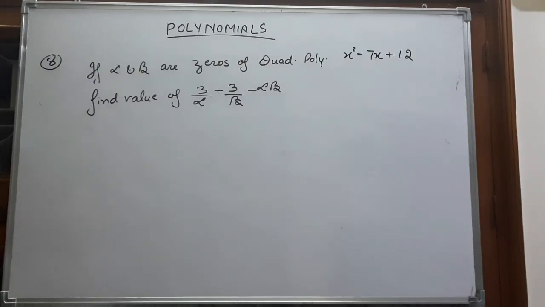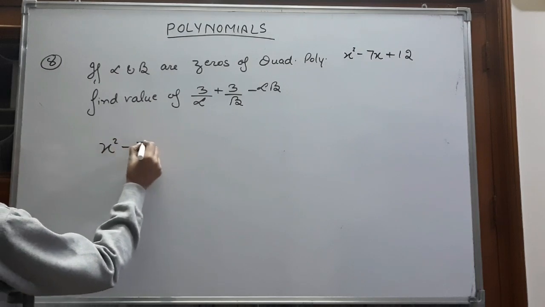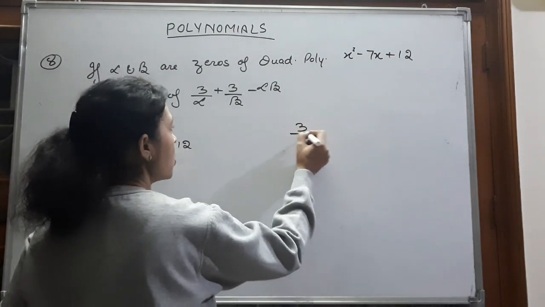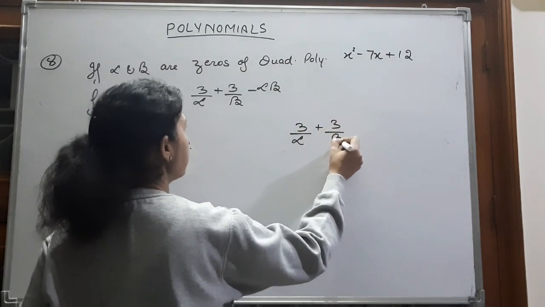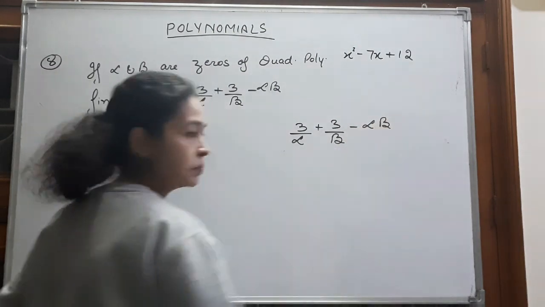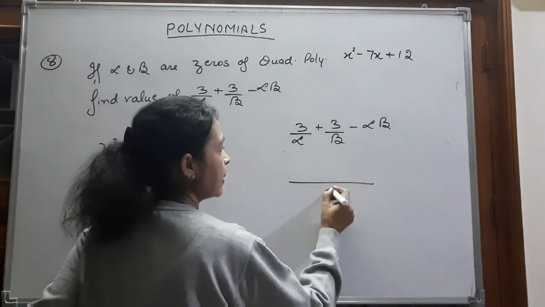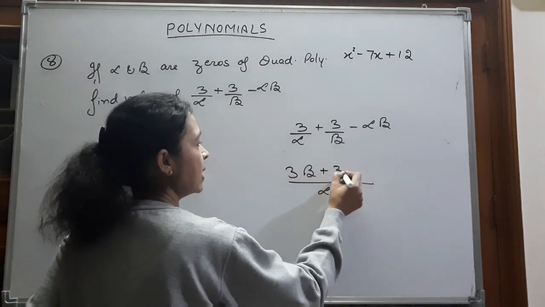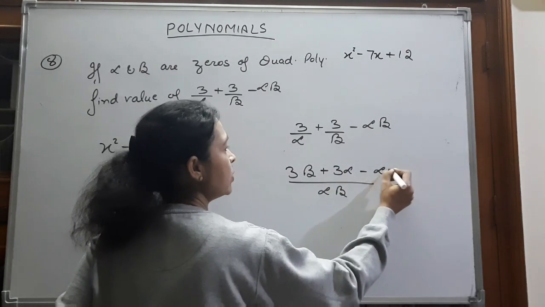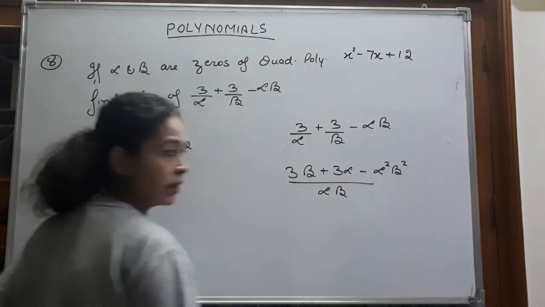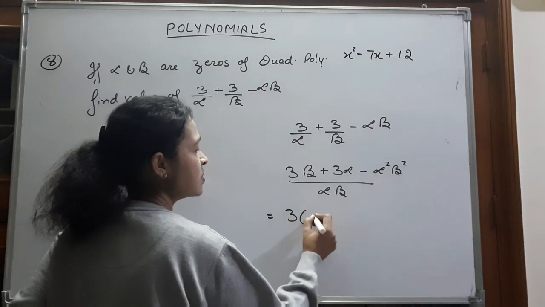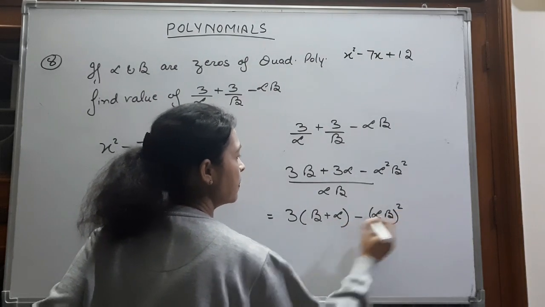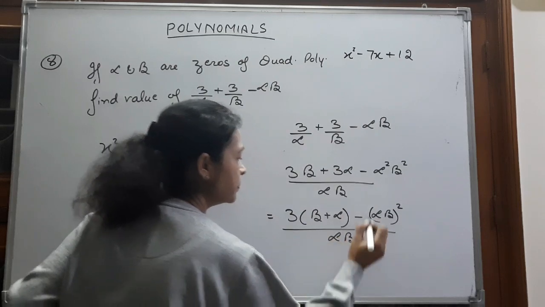If alpha and beta are zeros of a quadratic polynomial, which is x square minus 7x plus 12, we have to find the value of 3 upon alpha plus 3 upon beta minus alpha beta. Taking LCM, alpha beta, this will be (3 beta plus 3 alpha) minus alpha beta into alpha beta, which is alpha square beta square. This will be equal to 3 times (beta plus alpha) minus (alpha beta) whole square upon alpha beta.